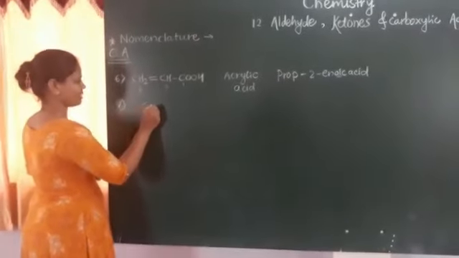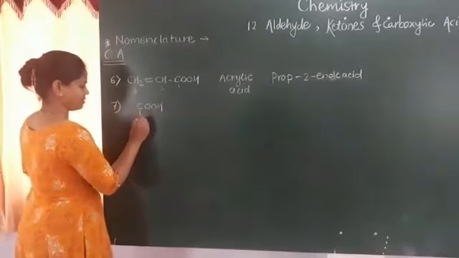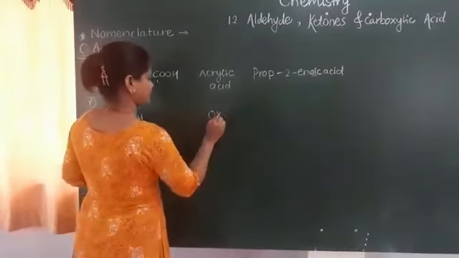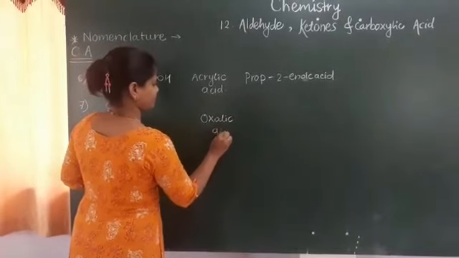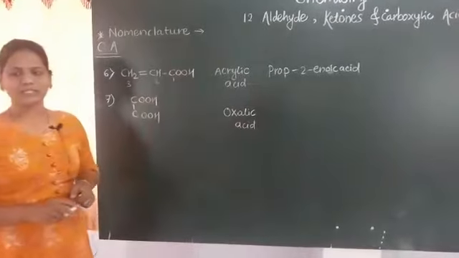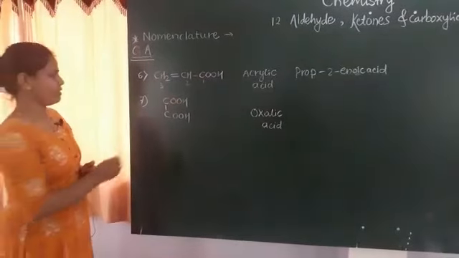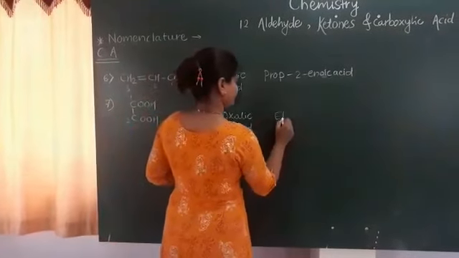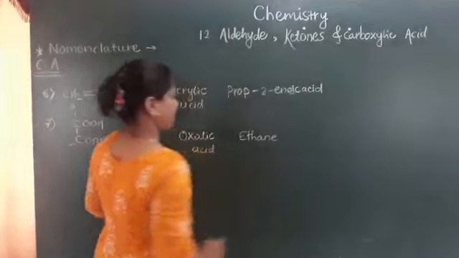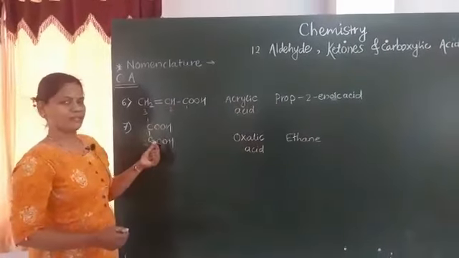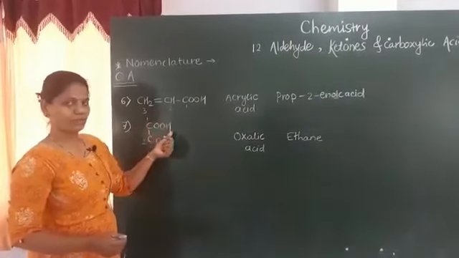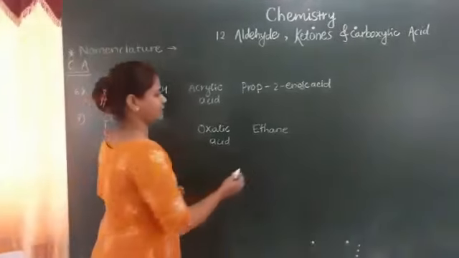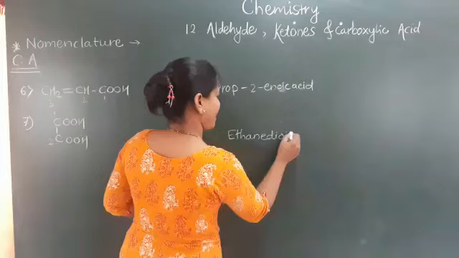Next example is COOH COOH. Its common name is oxalic acid and the IUPAC name is, how many carbon atoms are there? There are two carbon atoms given. This is first and this one is second. So the root word is ethane. Now here no need to mention on which carbon atom the COOH group is given, because only two carbon atoms are there. So we can write it here, ethanedioic acid.